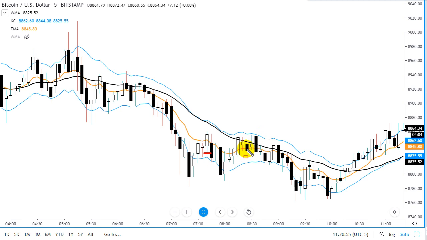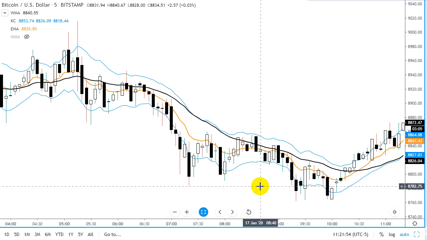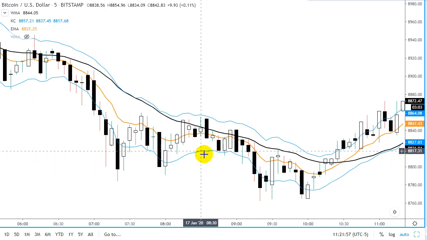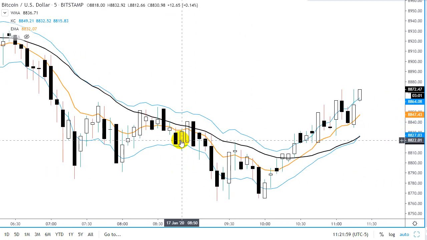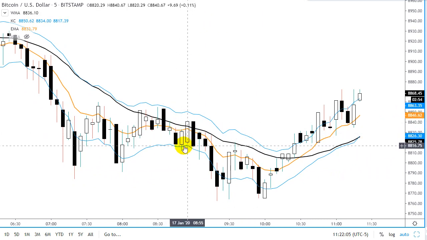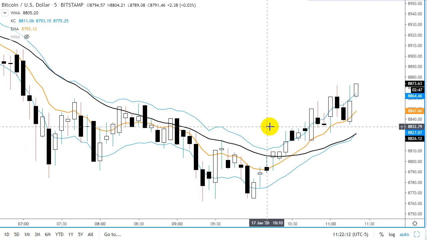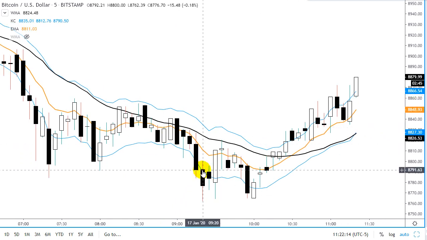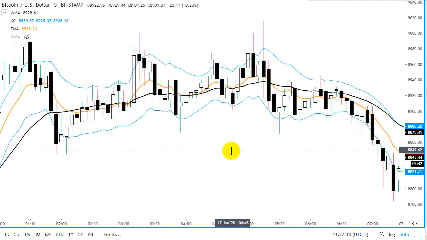Price pulls back again, and you're going to have to decide how many pullbacks you're going to take, especially in these lower time frames, because there can be a whole lot of them. Price pulls back. This is all taking place inside of the Keltner channel. But as you can see, we're pretty close to the edges here of the Keltner channel. This is just going to help you be a little bit more selective in some of your trades.